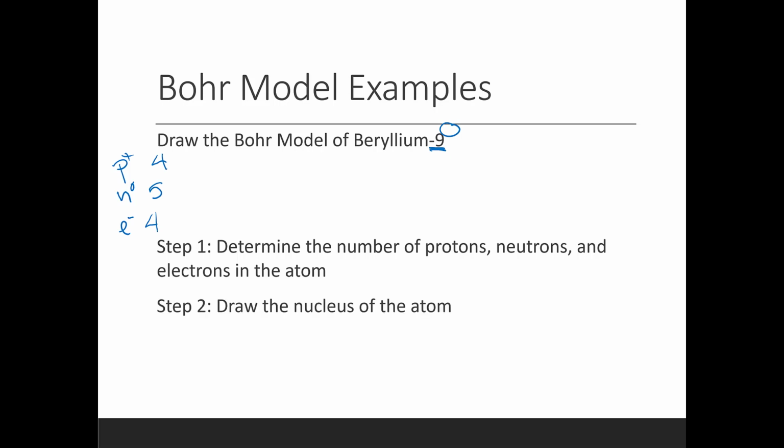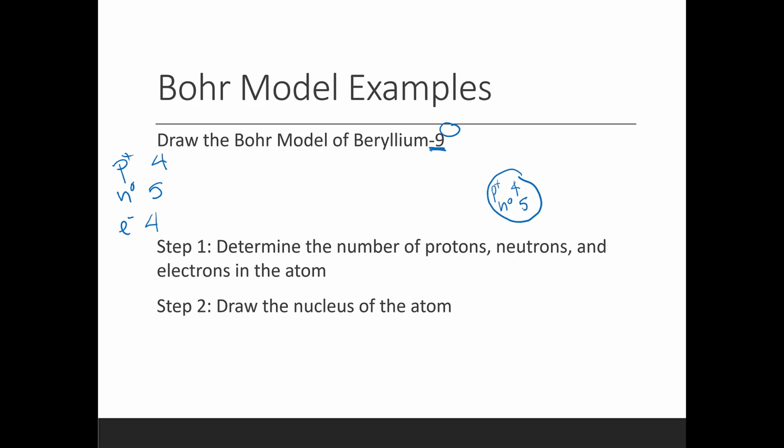Now that we know how many protons, neutrons, and electrons we have, we can get started actually drawing this model. So to draw the nucleus of the atom, we are just going to draw a circle. And instead of drawing all those little protons and neutrons like we saw in the Pogles, we are just going to write the number of protons. So the number of protons is 4, the number of neutrons is 5. That will suffice for our nucleus.